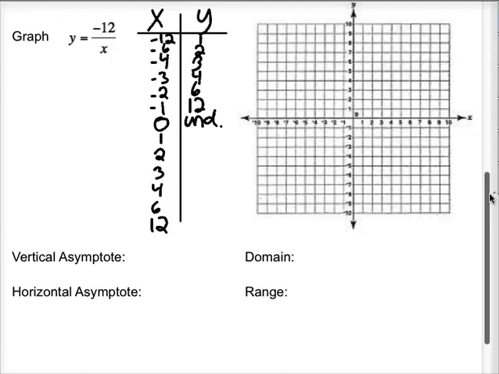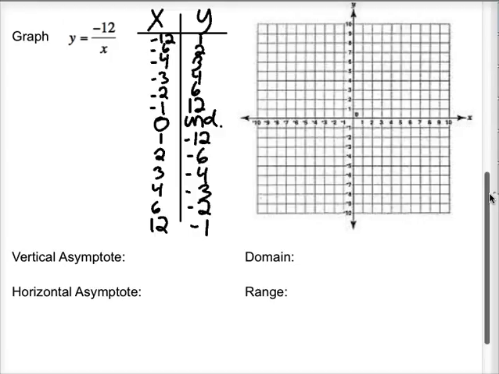-12 divided by 1 is going to give me a -12. -12 divided by 2 is -6. -12 divided by 3 is a -4. -12 divided by 4 is a -3. -12 divided by 6 is a -2. -12 divided by 12 is a -1. All right. So again, the table looks long, but in the end, it doesn't take too long to actually construct.